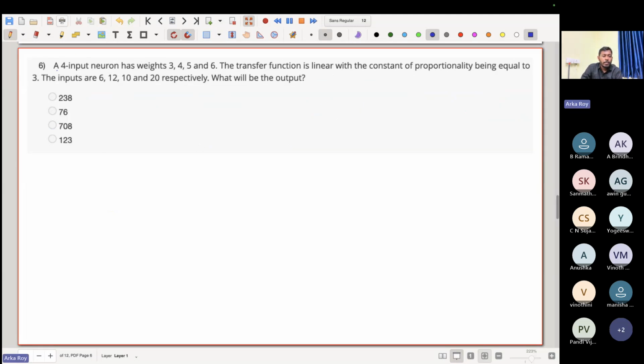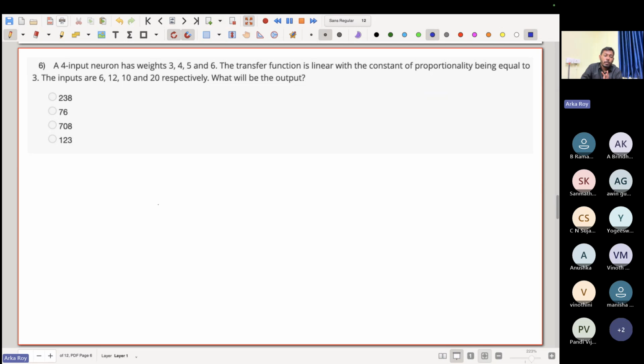So the next question states that a 4-input neuron has weights 3, 4, 5, 6. The transfer function is linear with a constant proportionality being equal to 3. And the inputs are 6, 12, 10, and 20.